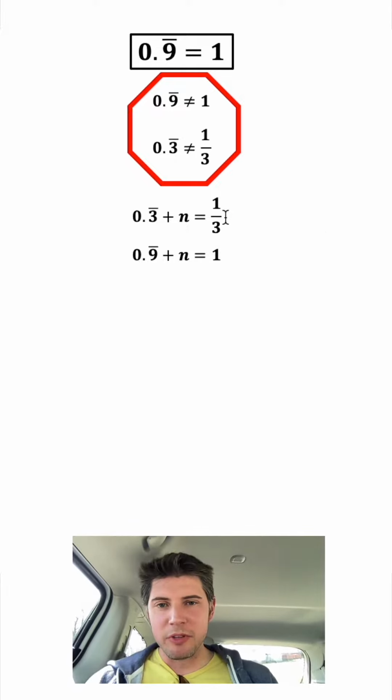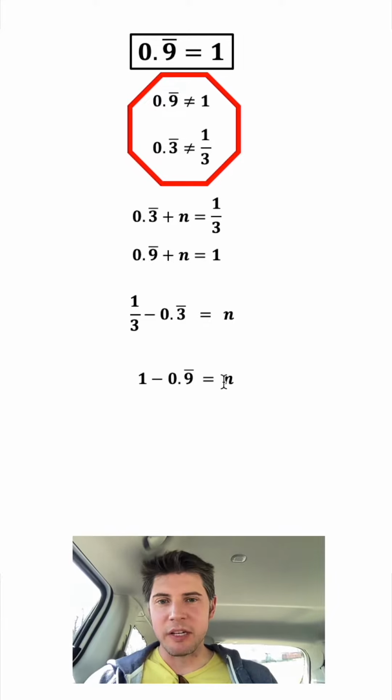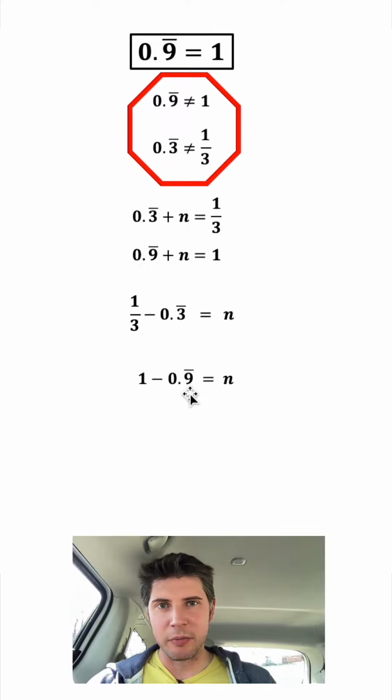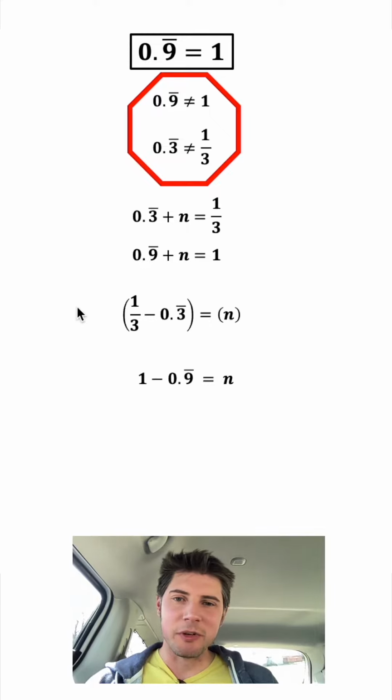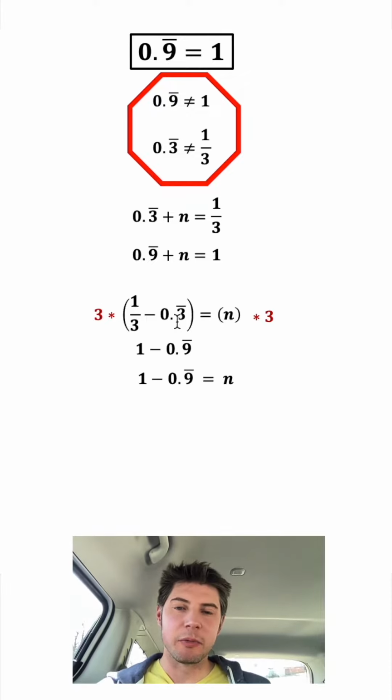So I want to rewrite both these equations a slightly different way. That's saying that 1/3 minus 0.3 repeating is equal to n, and that 1 minus 0.9 repeating is equal to n. Basically saying n is the distance between 1/3 and 0.3 repeating, and n is the distance between 1 and 0.9 repeating. Let's throw some parentheses on this top one and then multiply both sides by 3. So 3 times 1/3 is equal to 1. 3 times 0.3 repeating is equal to 0.9 repeating, and then 3 times n is equal to 3n.